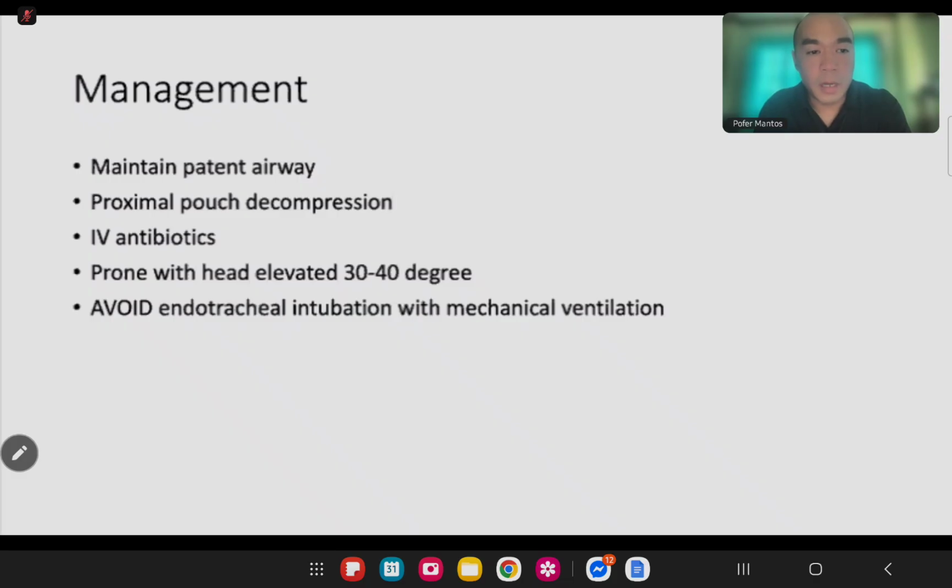And then prone positioning will also minimize the movement of the gastric secretions towards the fistula, or towards the lungs. And then endotracheal intubation should also be avoided, because it may worsen the distension of the stomach, especially if there is presence of fistula.